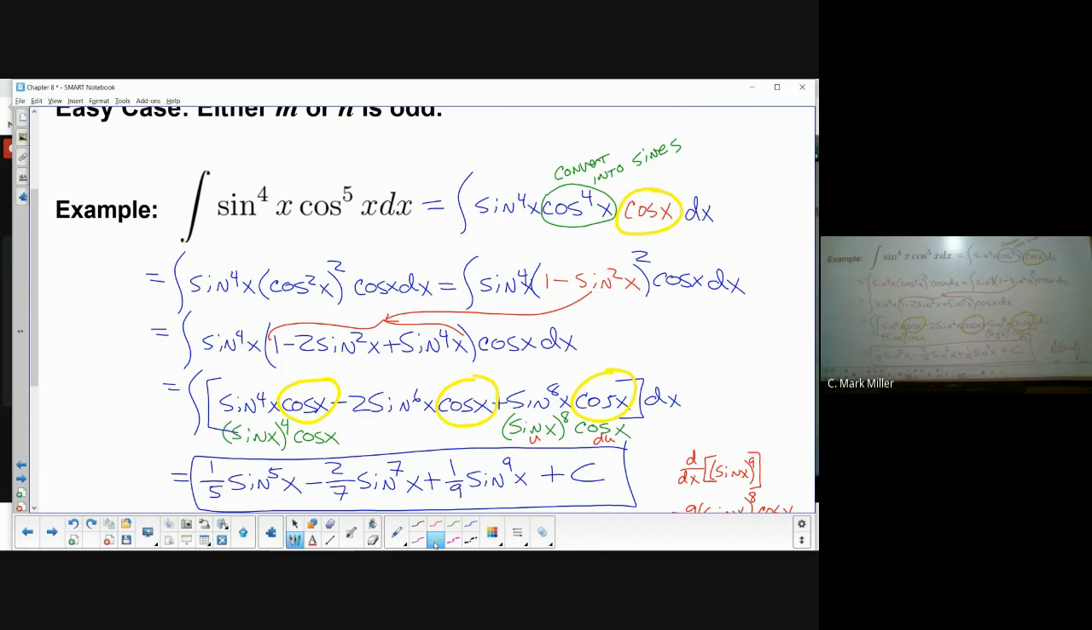Because when you do odd, you can peel off one of them, make that even. So you have sine, say, to the fourth power. You can make that 1 minus cosine squared. You convert it all to cosines in that case.